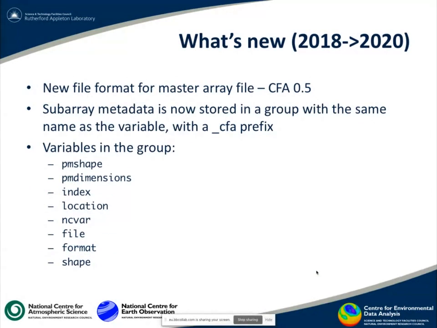So yeah, there's a new file format for the master array file called CFA 0.5, and that's now stored in a group with the same name as the variable, but which has an underscore CFA prefix. And all the variables in the group are the partition information, so that contains the partition matrix shape and the dimensions, and then for each subarray file, there's an index location, the variable in the file, the name of the file format, and the shape of the file.